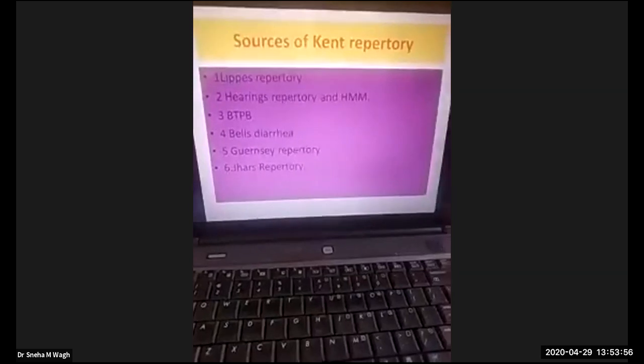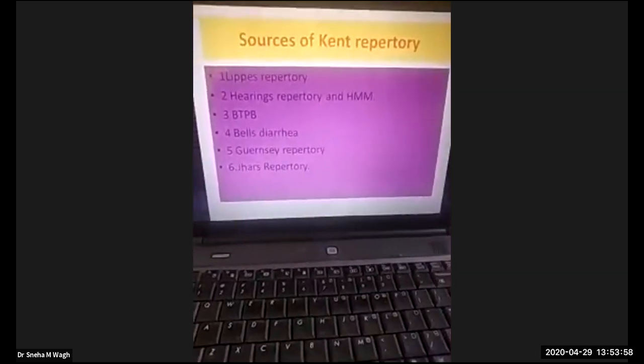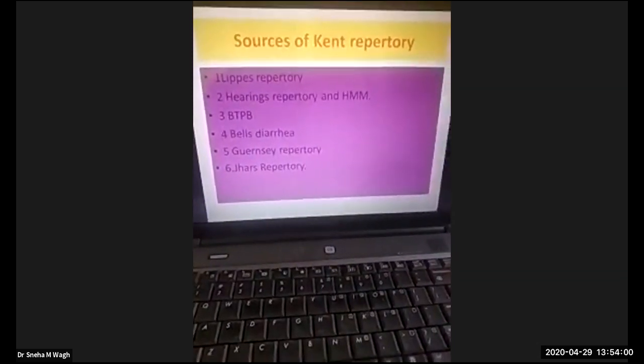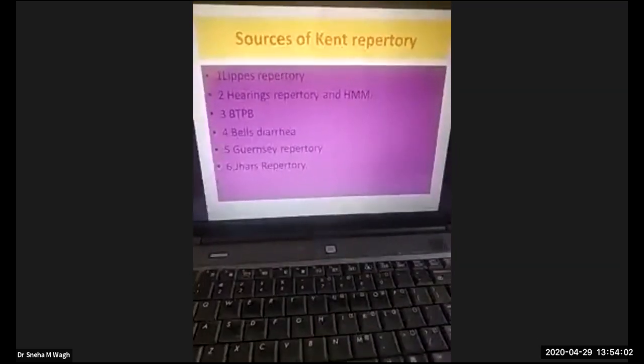Now the different sources of Kent repertory are. Now Kent has followed. Sources means what books were collected to make a repertory.